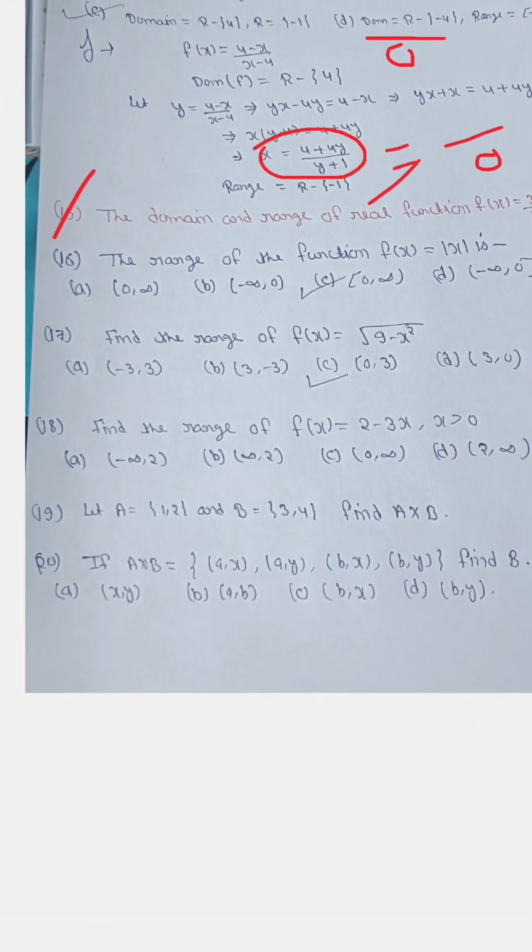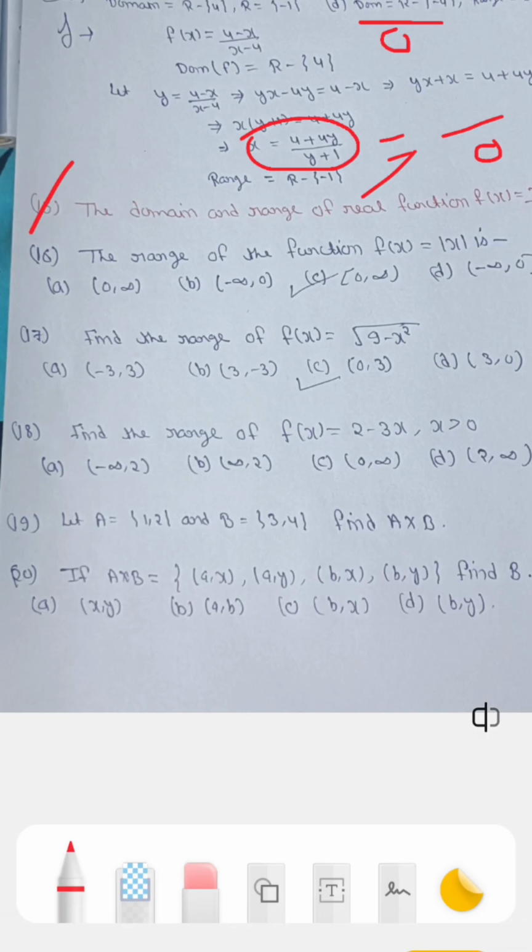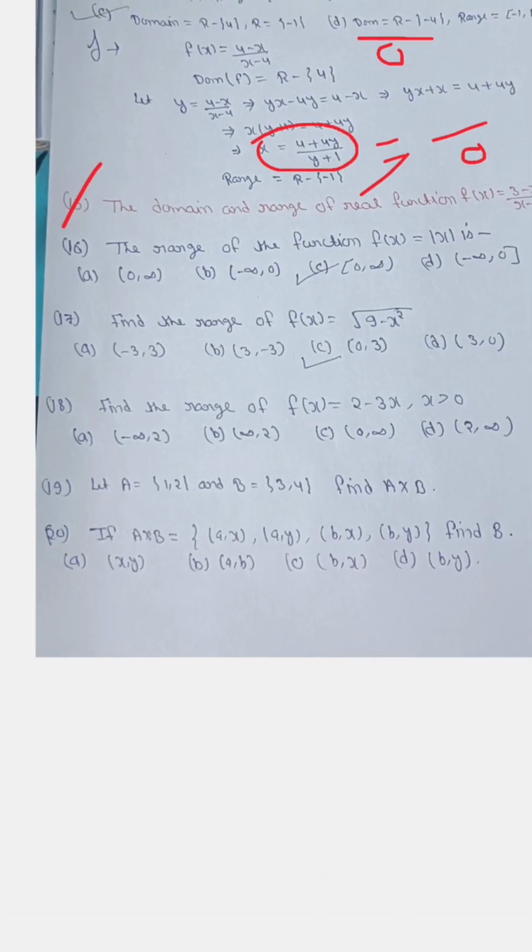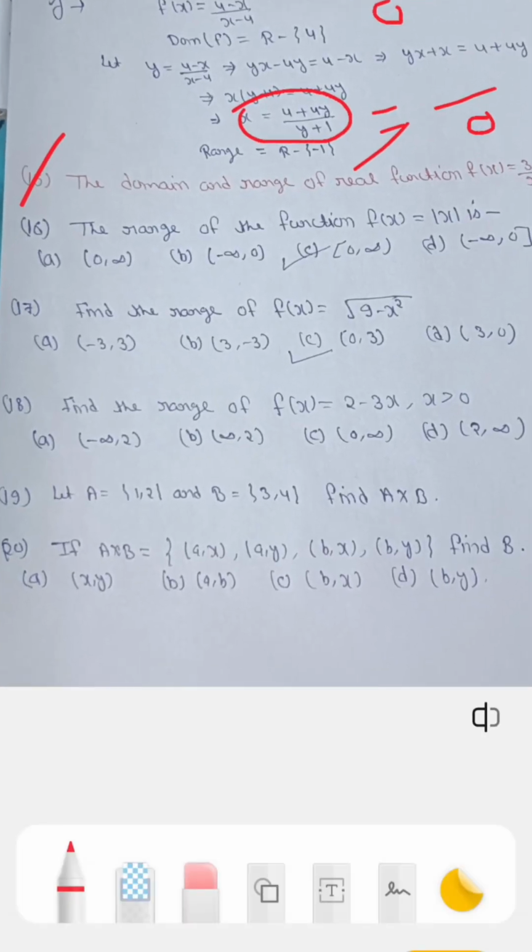Okay. Now 19th question. Let A equal to {1, 2} and B equal to {3, 4}. Find A cross B. This is a very easy question. 20. If A cross B equal to {(a, x), (a, y), (b, x), (b, y)}, find B. Solve it on your own. This is a very important MCQ.